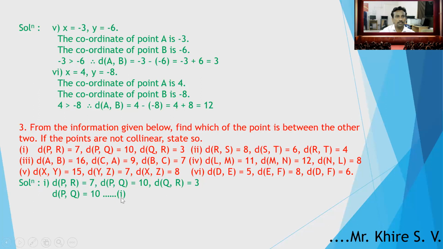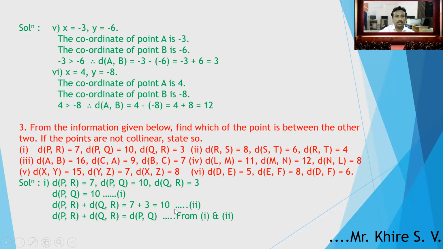Suppose this is equation number 1. First of all, find out the biggest distance. This distance PQ is 10. Now add remaining 2, addition of remaining 2 distances. Distance PR plus distance QR is equal to, distance PR is 7 and plus distance QR is 3. 7 plus 3 is equal to 10.